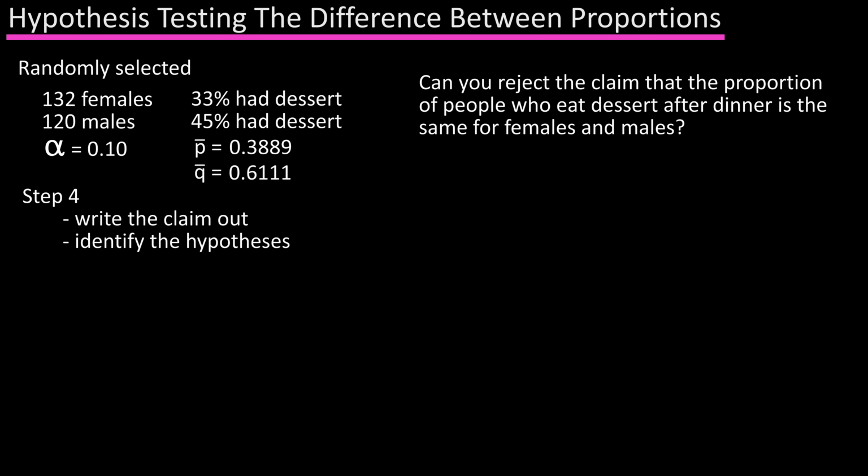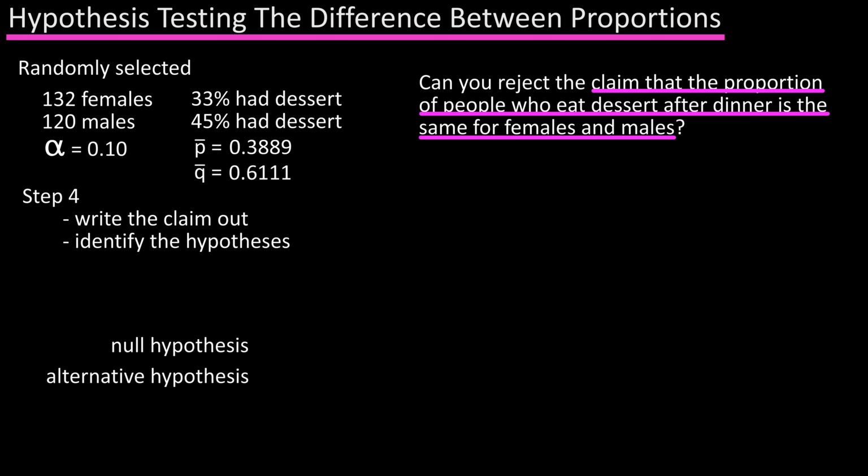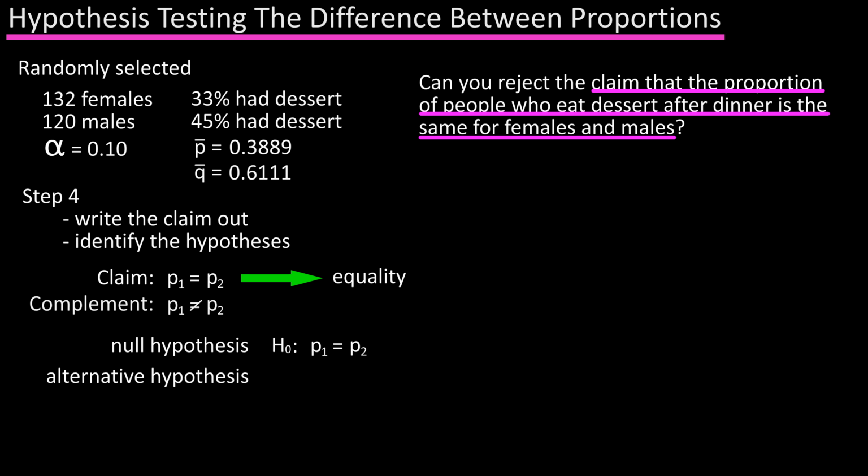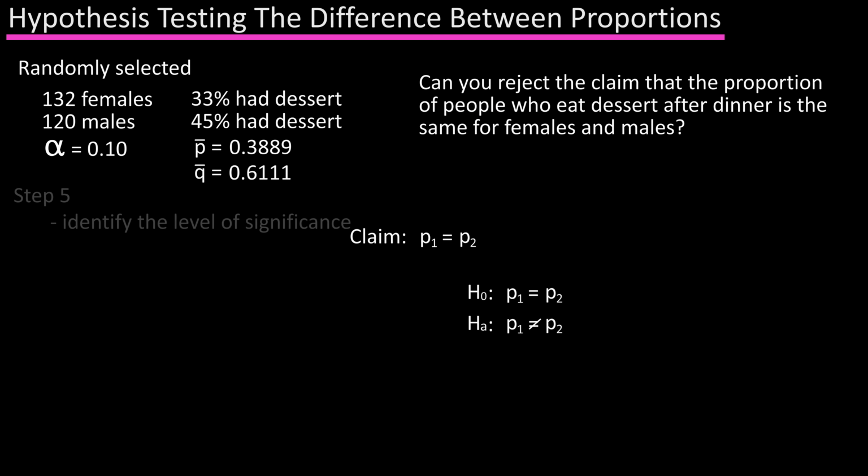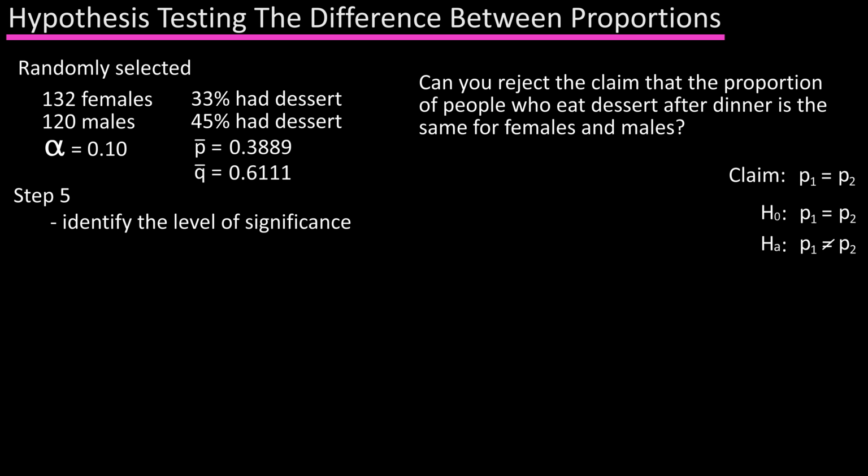Step 4 is to write out the claim and identify the null and alternative hypotheses. The claim is that the proportion of people who eat dessert after dinner is the same for females and males. So the claim is that P1 equals P2, and we know the null hypothesis contains a statement of equality. So H sub 0 is P1 equals P2. The alternative hypothesis is the complement of the null hypothesis and contains a statement of inequality, so H sub A is P1 does not equal P2. Step 5 is to identify the level of significance, which was given, alpha equals 0.10.